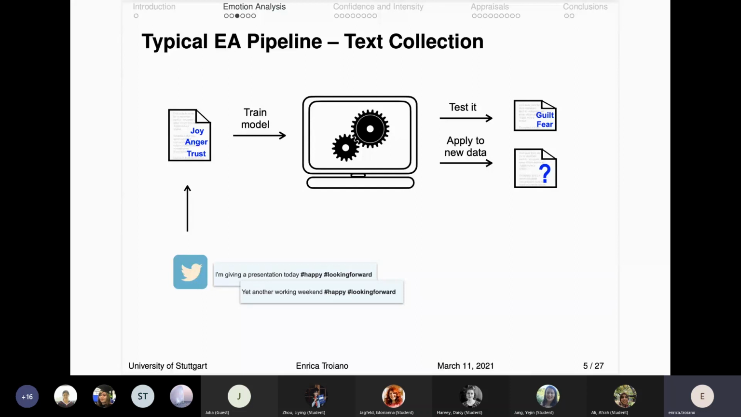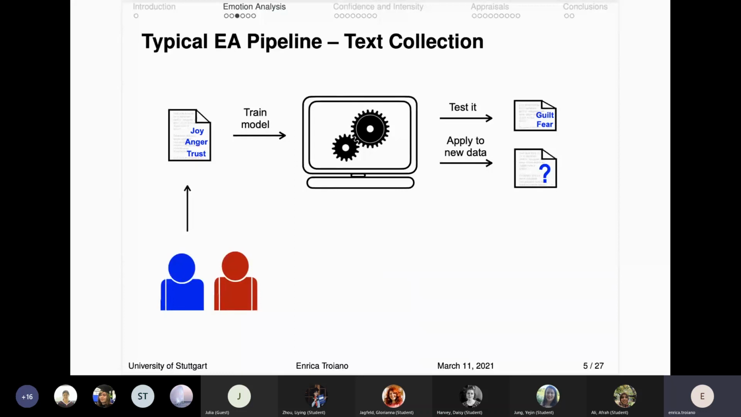And in emotion analysis, we can use these hashtags as labels because they tell us what emotion the author of a tweet wanted to convey, or at least what emotion the author of a tweet was feeling at the moment of producing the text. But of course, sometimes tweets contain sarcasm: "Yet another working weekend, #happy." And in these cases, the emotion hashtags are not very useful for us.